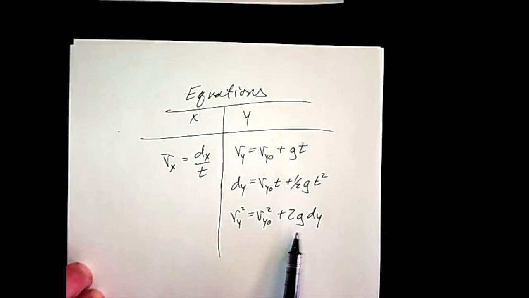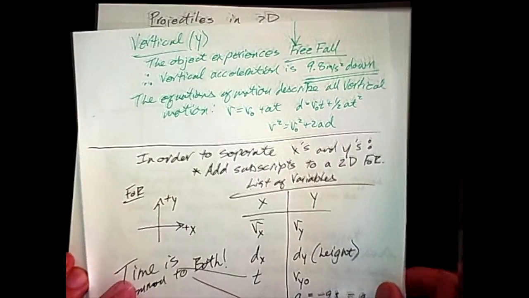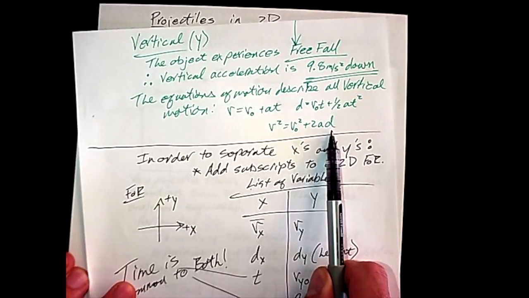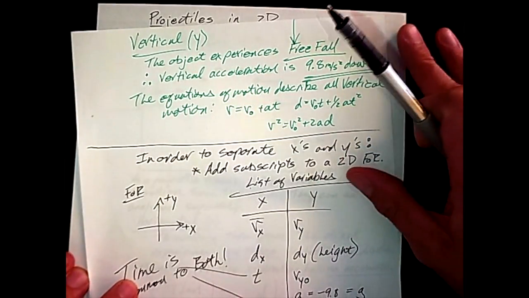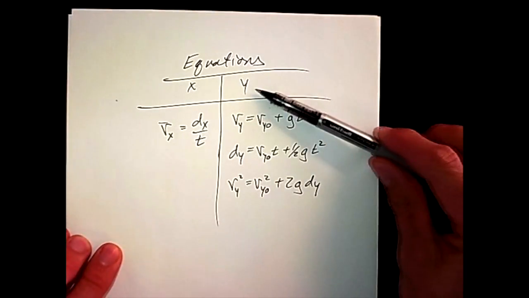You don't have to memorize these. Never. Wait, is that a Vy squared? Yes. Go back and look at this. All I did is add y's to the underneath and change a to g. I changed nothing. I just rewrote it so that we're talking about vertical only.